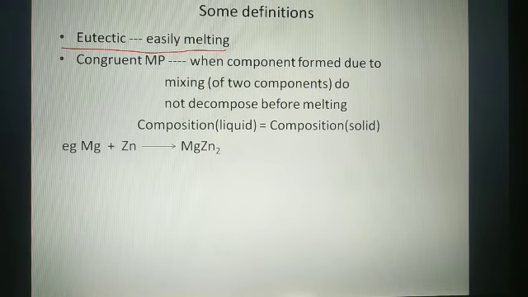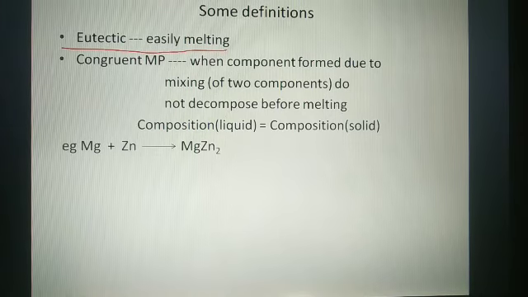An example is when magnesium is mixed with zinc, then MgZn2, that compound, is formed. This compound is stable up to its melting point. So whatever the composition in the liquid state, MgZn2 is there, and the same composition is there in the solid state. That is why we say that this reactive system has a congruent melting point.